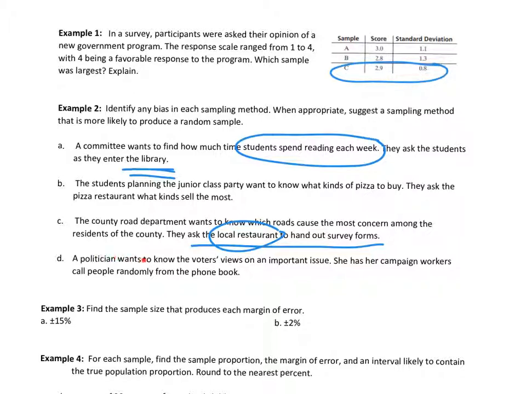And the last one, a politician wants to know the voters' views on an important issue. She has her campaign workers call people randomly from the phone book. In this case, I would say this is biased because not many people have phone books, so you might be getting an older population. So it's important to also seek out people by text messaging or emails as well.